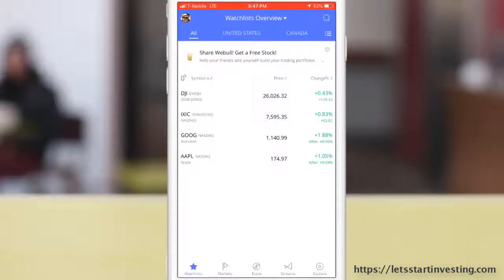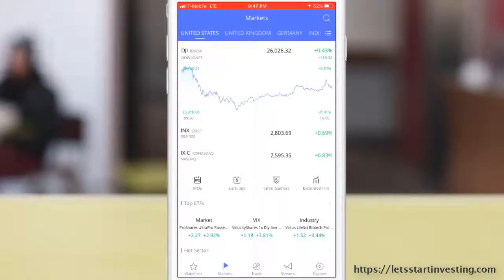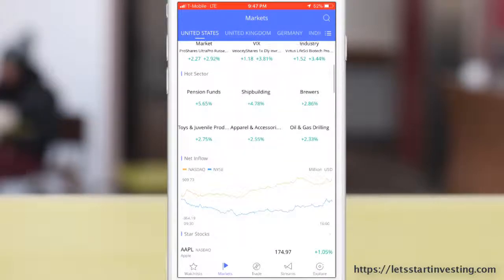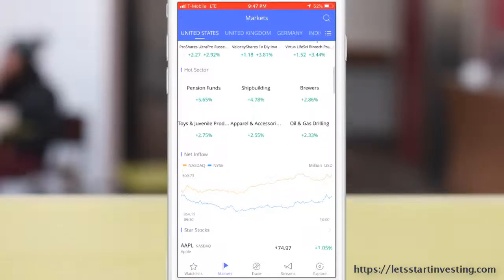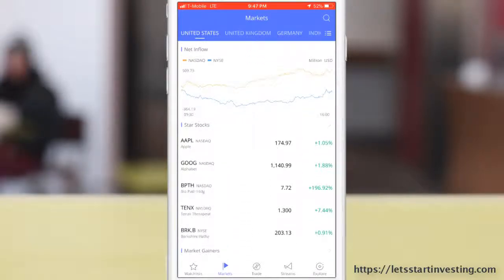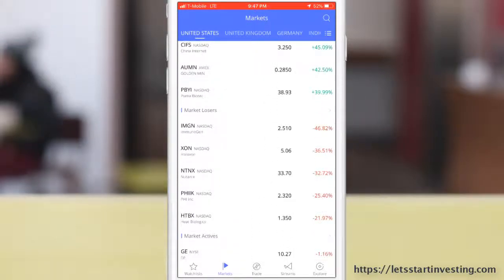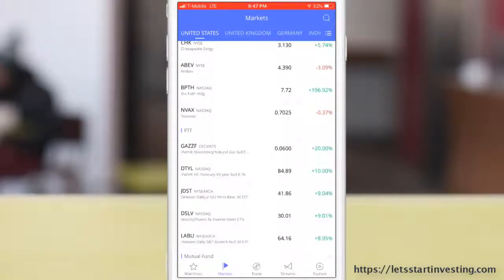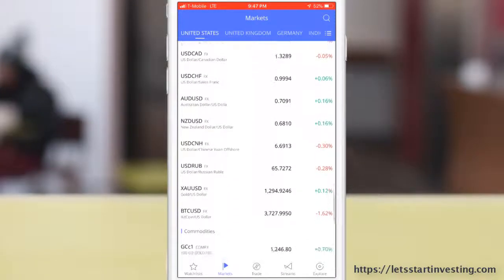So next tab I'm going to show you is the Markets tab. Markets tab is going to be all of your different markets, ranging from the United States, where it covers the Dow Jones, and all of your other top markets. It's going to show you how pension funds are doing, like different overall sectors, so toys and such, oil and gas is down there, and just kind of shows you overall how the NASDAQ is tracking as well, and some of their big star stocks as well. Shows you their market gainers, market losers, and some of the ones that just had a lot of activity recently, as well as your ETFs. So mutual funds are in here too, just giving you an overall view of how the market's doing.